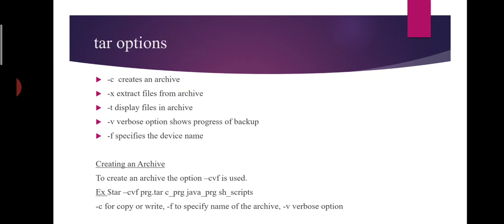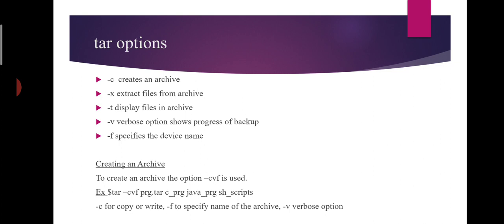Coming to the different options related with the tar command. Here are the different command options. First one is -c, which is used for creating an archive. -x is for extracting the files from the archive. -t displays the files in the archive. -v, the verbose option, shows the progress of the backup. -f specifies the device name.